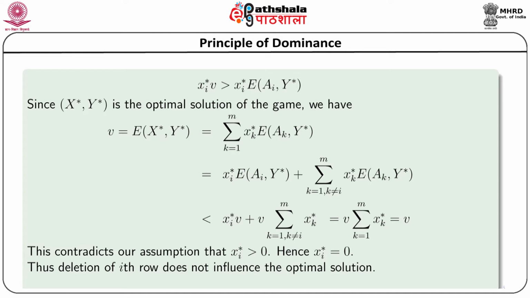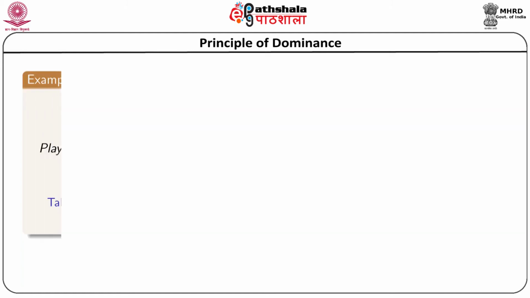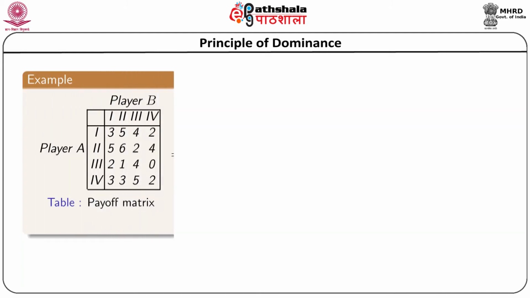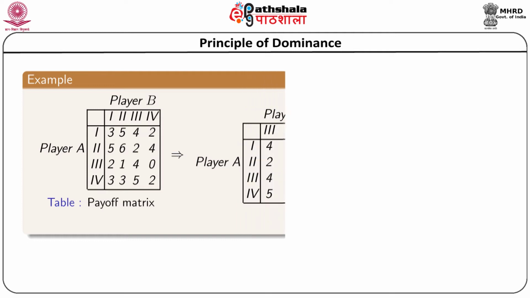This contradicts our assumption that xi star is greater than 0, hence we should have xi star equal to 0. Thus, deletion of the ith row does not influence the optimal solution. Now, we would like to demonstrate this principle for an example.